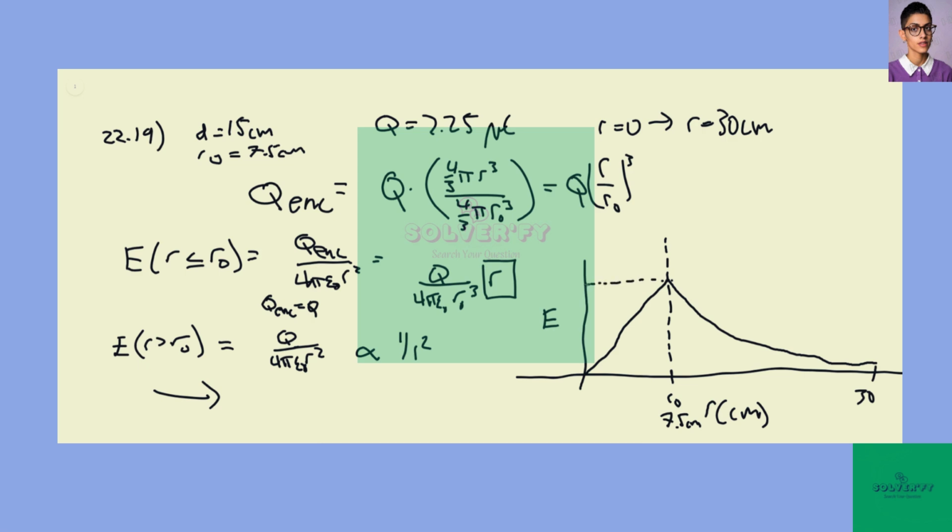And this value right here is E naught, which we say is E at r equaling r naught. And that corresponds to, if r equals r naught, q over 4 pi epsilon naught r naught squared. Awesome. So this is everything now.